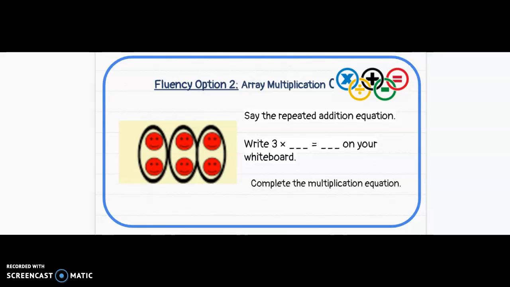So boys and girls, we're going to go back to array multiplication. So take a look at this picture here. Say the repeated addition equation. Yes, 2 plus 2 plus 2. On your whiteboard, write 3 times blank equals blank. Now write the numbers in the blank that you think should be there.